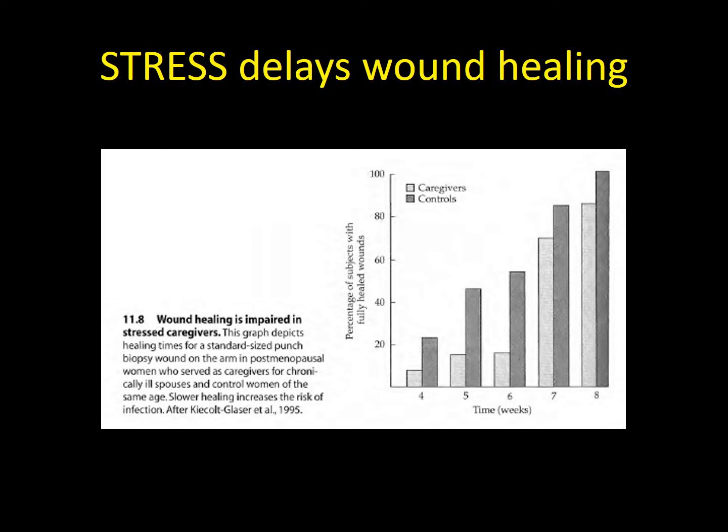And what we see on the graph is that the caregivers who were under stress took longer to repair the wounds. They took longer to heal than the age, sex, and health matched controls. So the height of the bars here represent the percent of subjects in that group with a fully healed wound. And so we see a higher percent of control subjects with a fully healed wound earlier in the study period. And we're talking about 4, 5, 6, 7, and 8 weeks of the study period.